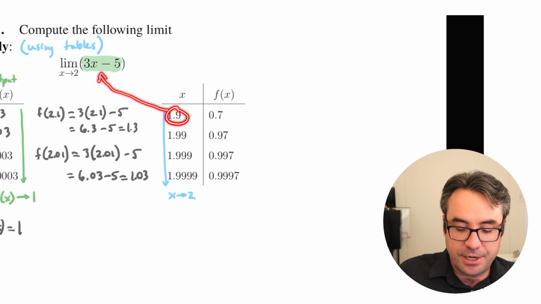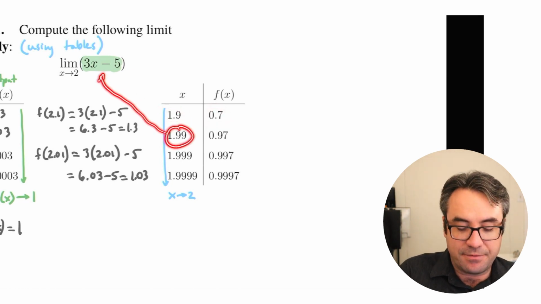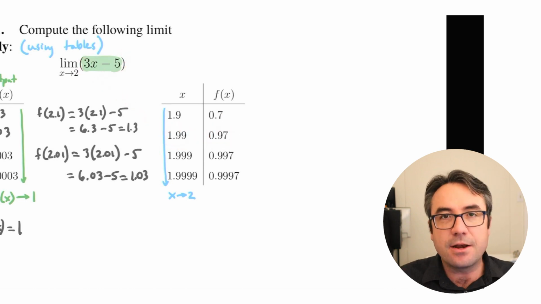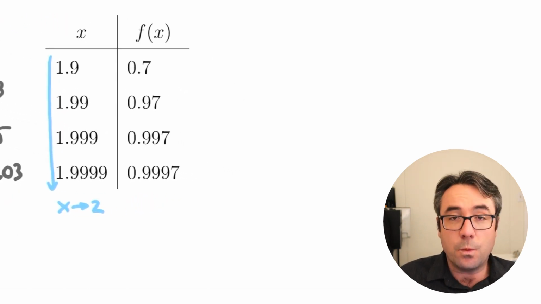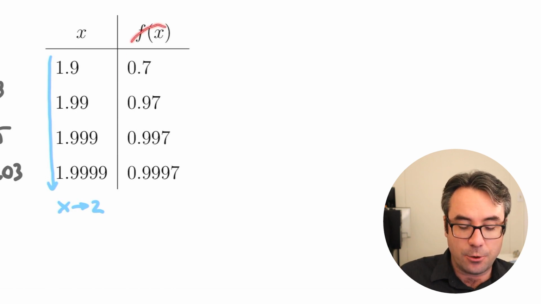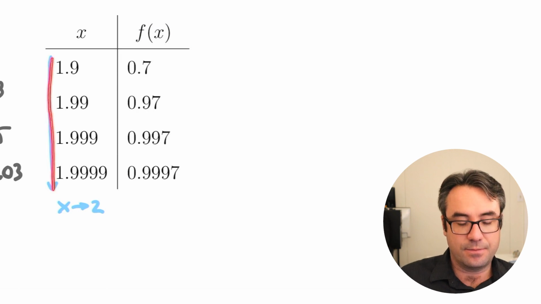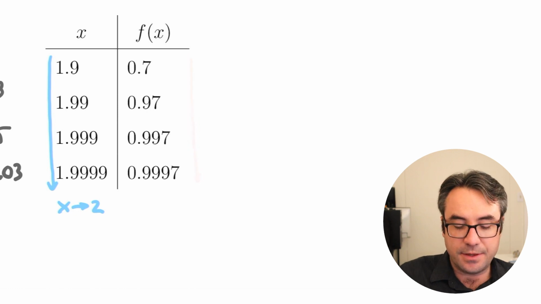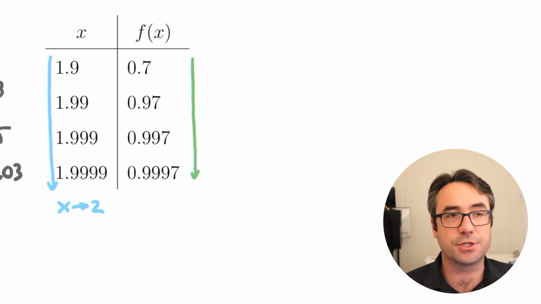plug it into the function here, and we'd get 0.7. We could take 1.99, plug it into that function again, see what we get, and we get 0.97. Just repeat that process over and over. And what we want to figure out is, well, what happens to these output values as x approaches 2? So what is the pattern here? What number does it look like they're approaching?